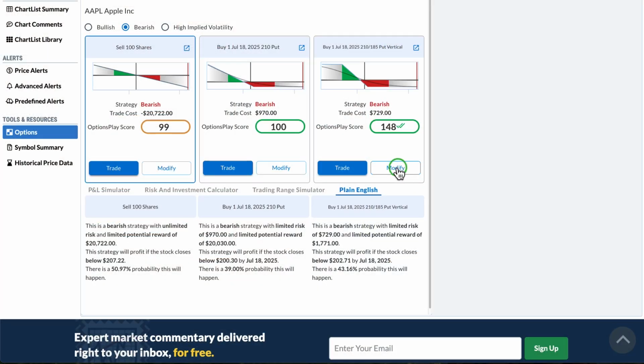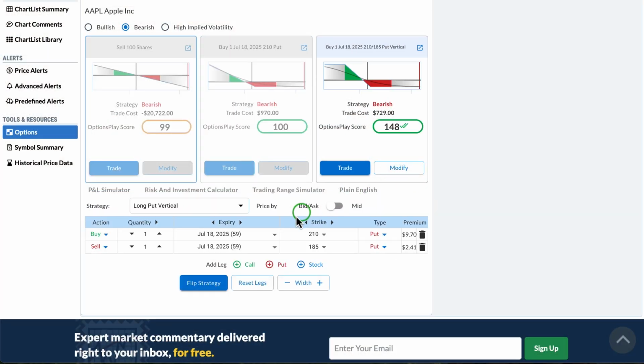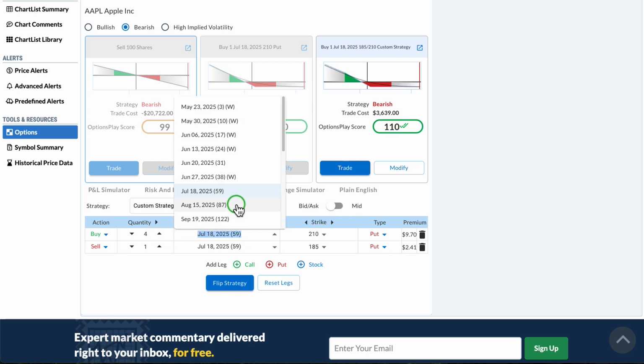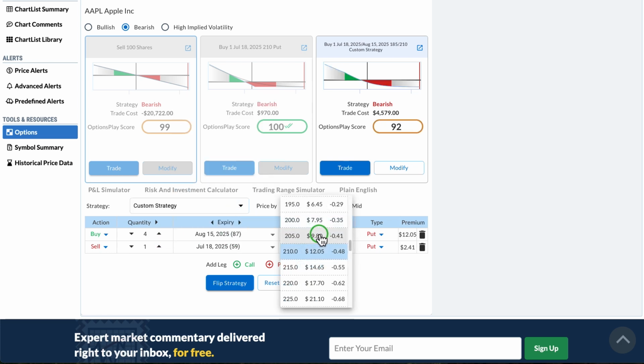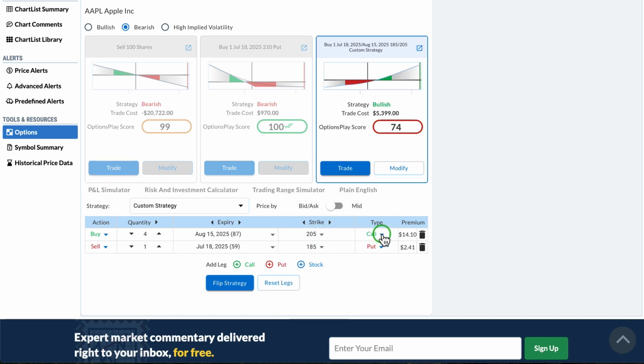But each of those graphs you can customize, meaning you can click on the modify button. The modify button. And you can change any of them. You can change how many contracts you're buying, you can change the expiration date, you can change the strike price, you can change the strategy. So it's incredibly flexible for those traders who do have more customized strategies they want to trade, or they have a particular preference on what expiration date, what strike price they want to choose. Any changes that you make there will reflect in real time within the P&L simulator, the plain English. Everything that you change, we will recalculate instantly on the OptionsPlay tool.